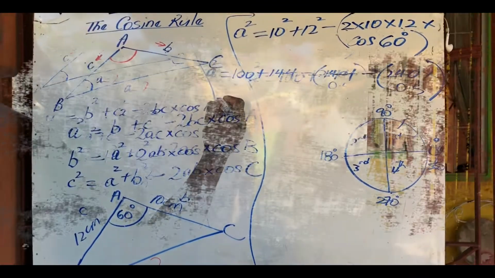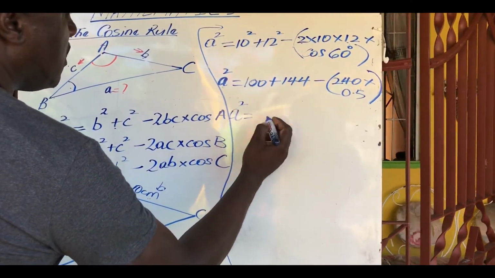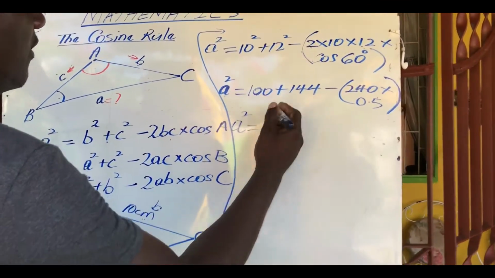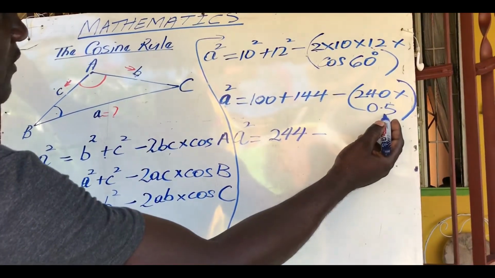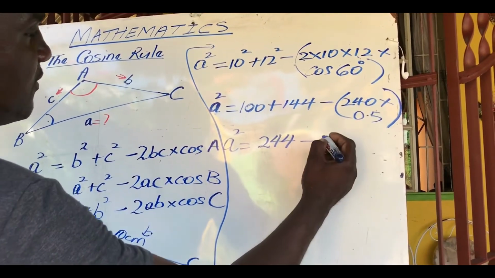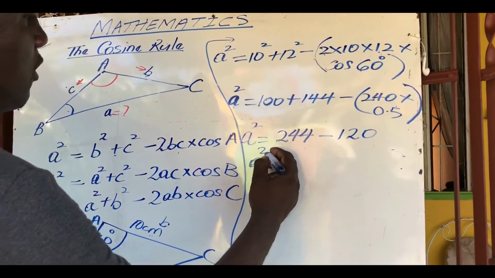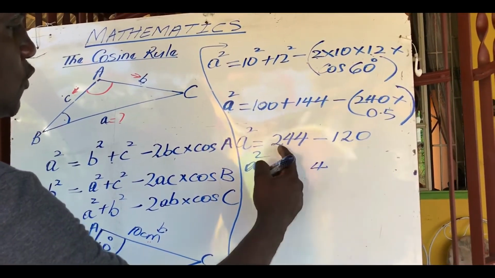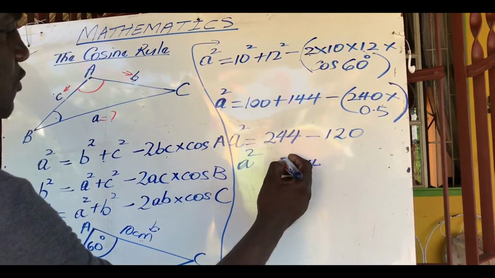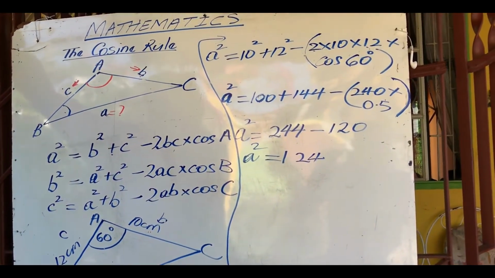So just remember that. Now what we have is a squared equals, now we are going to add 100 to 144, we get 244, minus 0.5, which is a half. Half of 240 is actually 120. Now when we take 120 from 244, 0 from 4 is 4, 2 from 4 is 2, 1 from 2 is 1. So a squared equals 124.